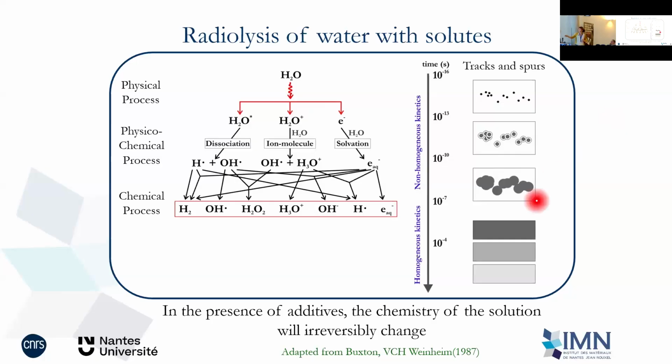And then eventually, when you arrive at the microsecond time scale, you are going to reach an equilibrium. And that's when your chemistry starts being homogeneous in the solution. So you go from something that is inhomogeneous, like these blobs, and then, I shouldn't say blobs because that's for X-rays, but all these spurs diffusing, and then you end up with something that is homogeneous after the microsecond time scale. And, yes, you have a question.